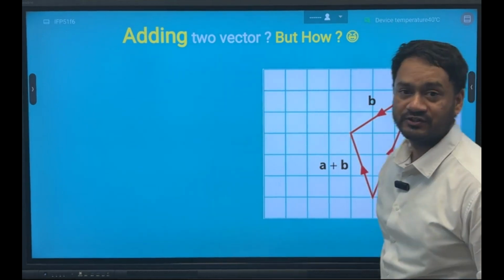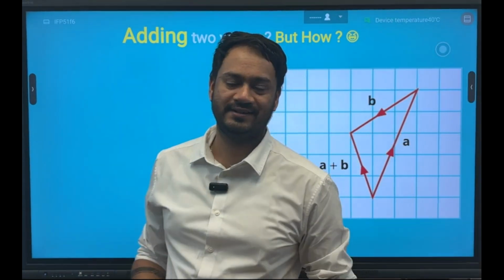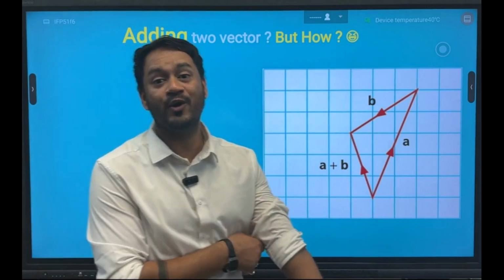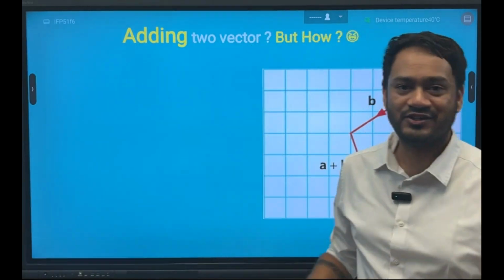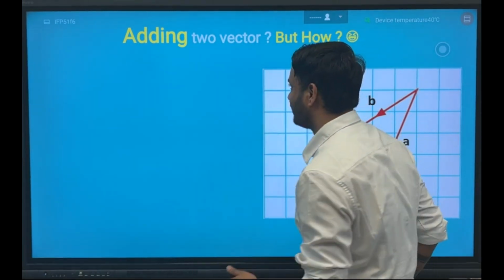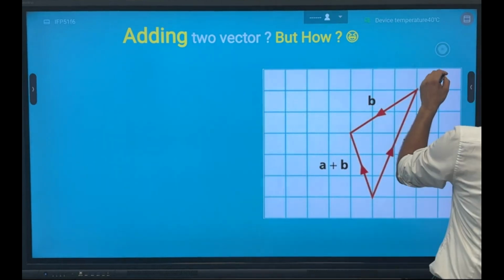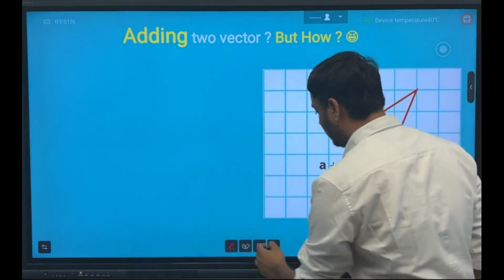So, adding two vectors. Now how will you add two vectors? That is another point, how will you add the vectors. I know it is difficult for you because you're going through this topic the first time, but no problem, we'll help you out.